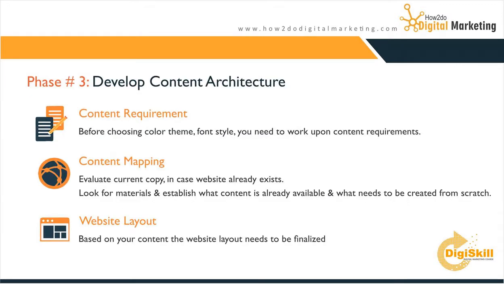Phase 3 is to develop the content architecture around what your business objectives were and around who your customers or likely website visitors are going to be. So in content architecture, there are 3 aspects of it. The first is you need to define what the content requirement is, which is based on who or what it is that you're going to be talking about on your site. And basis that, you need to do the mapping of the content.